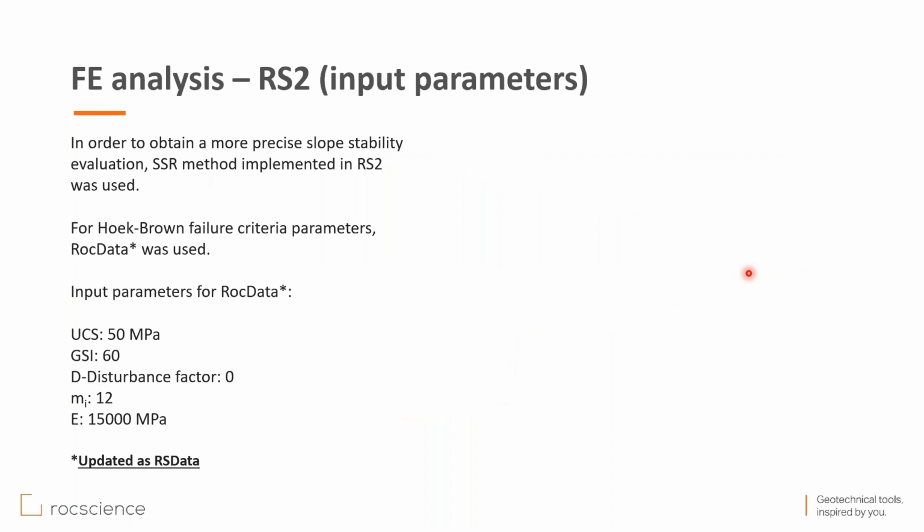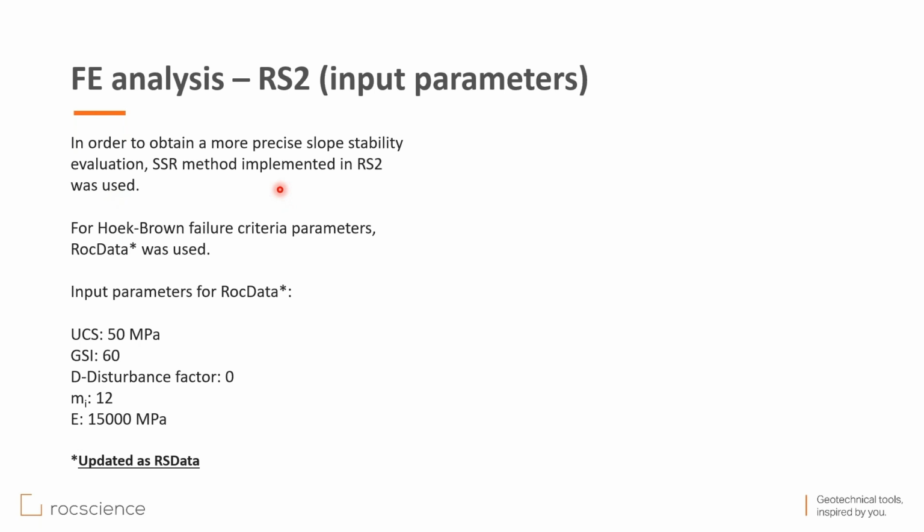So for the second type of analysis, in order to obtain a more precise slope stability evaluation, the SSR method implemented in RS2 was used, where Hoek-Brown failure criteria parameters were chosen as failure criteria parameters for the materials. And in order to give those parameters needed for the Hoek-Brown failure criteria, we used RocData.